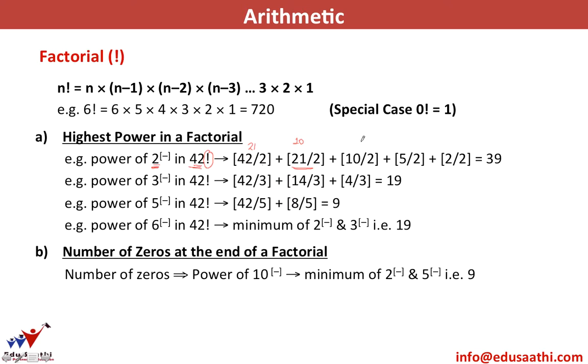10 divided by 2 gives you 5. 5 divided by 2 gives you 2. 2 divided by 2 gives you 1. 1 divided by 2, with the greatest integer function, would lead to an answer of 0. So I'll keep on adding all these quotients that I have got to get a final answer of 39. So the highest power of 2 in 42 factorial is 39.